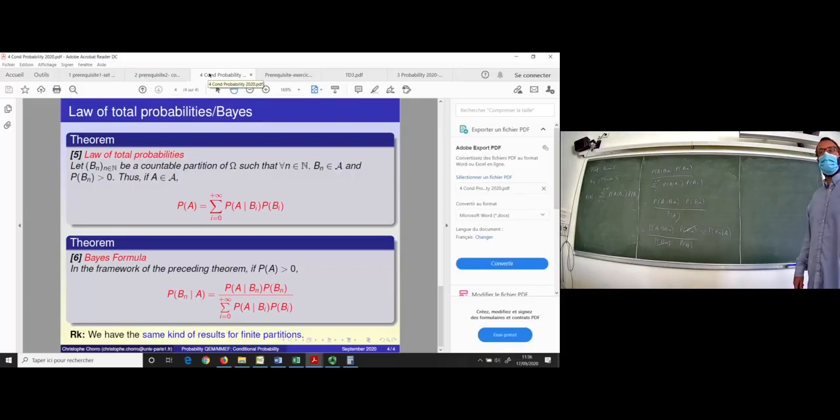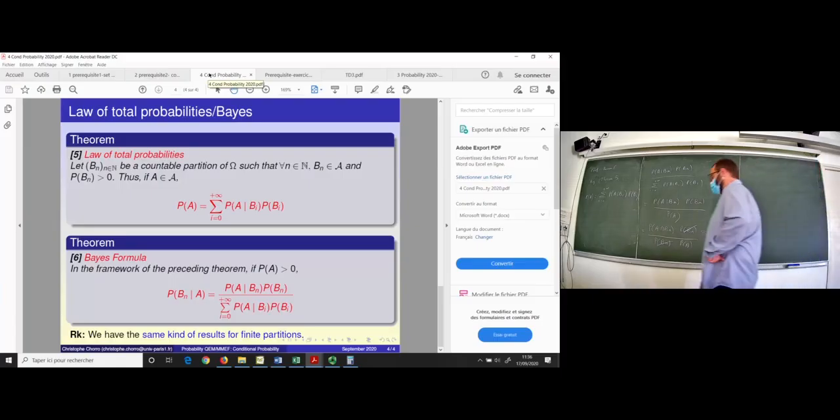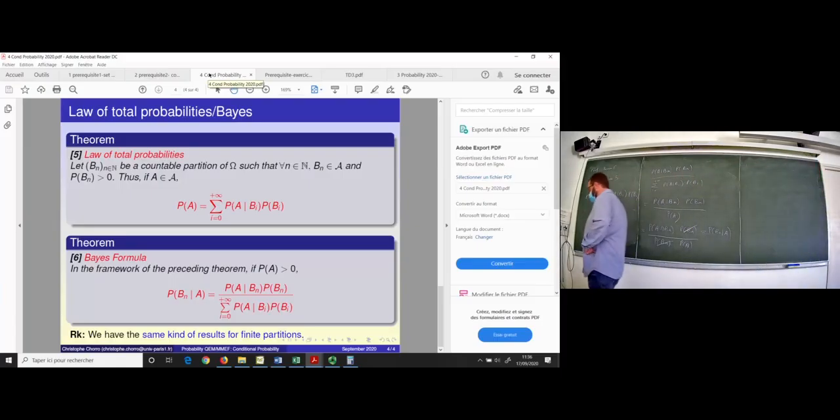And it closes the part concerning conditional probability. That was a short part, okay? I just want you to have in mind the definition of conditional probability, the Bayes formula, and the law of total probabilities that we will use sometimes in this course.